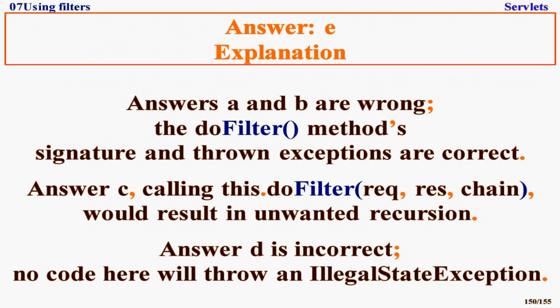Answer: E. Explanation. Answers A and B are wrong. The doFilter method's signature and thrown exceptions are correct. Answer C, calling this.doFilter(req, res, chain), would result in unwanted recursion. Answer D is incorrect. No code here will throw an illegal state exception.